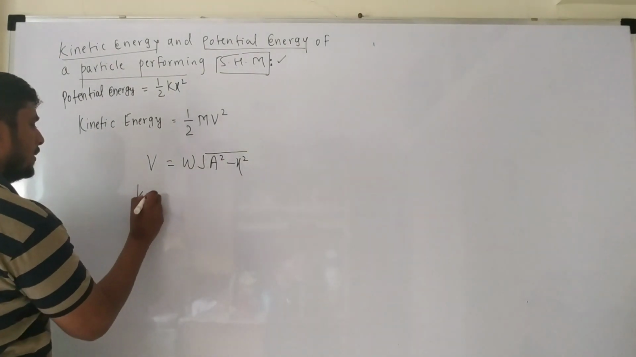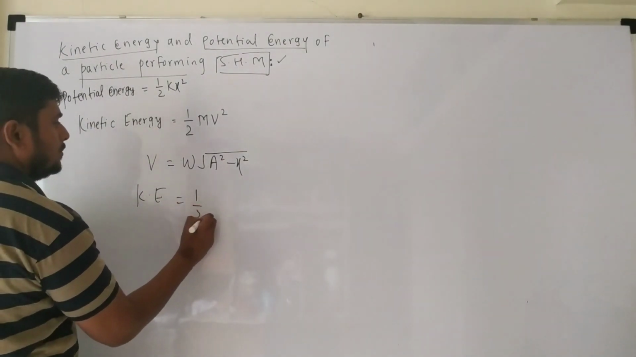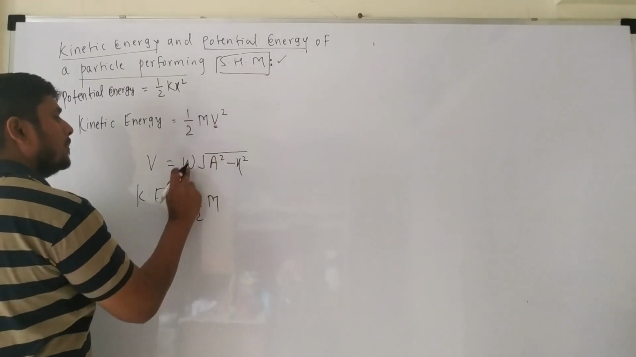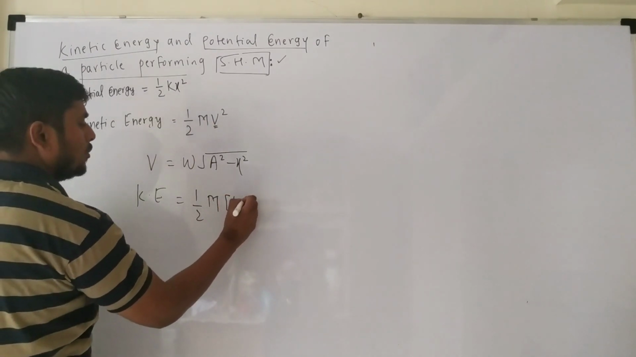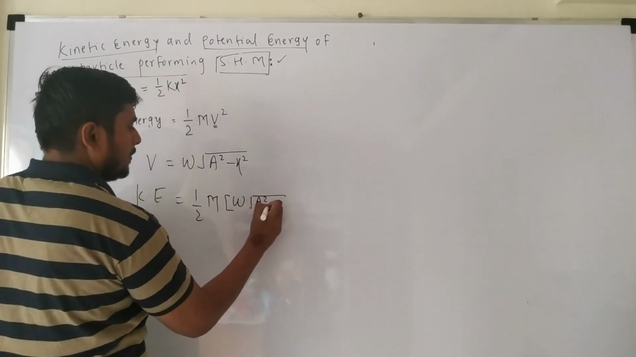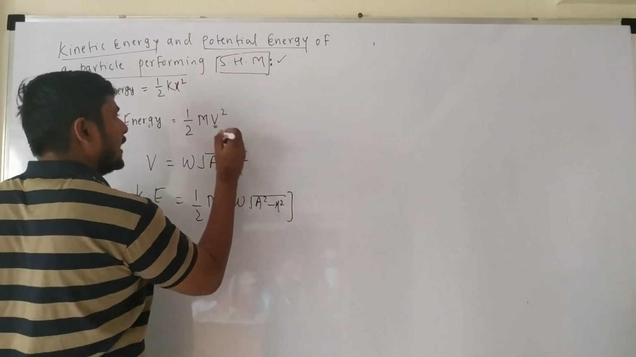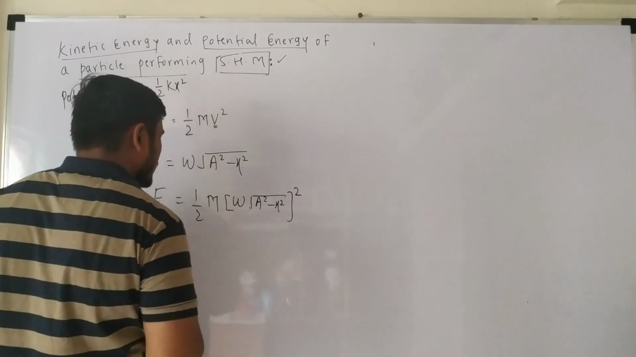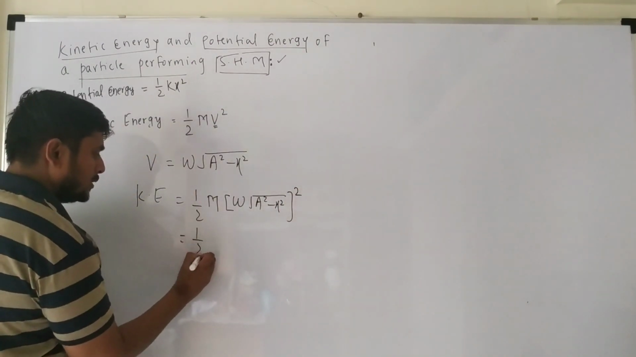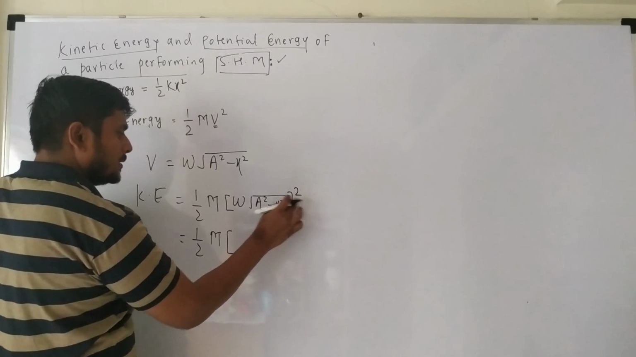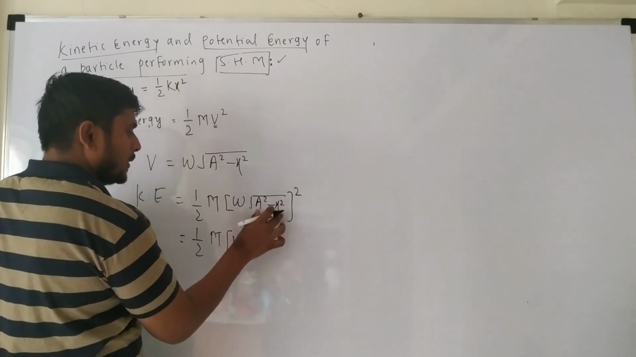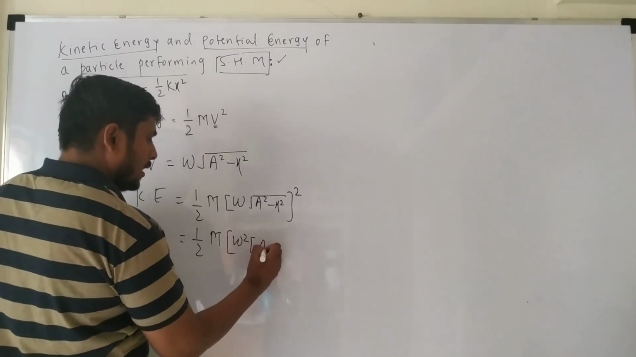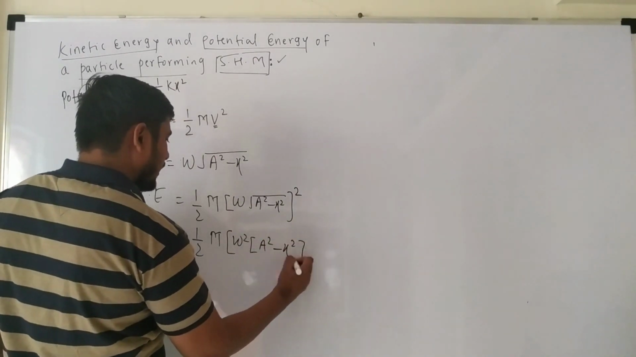So kinetic energy will be equal to 1/2, mass as it is. Now instead of v, I'll place this particular value. So what is v? That is omega square root of a square minus x square. We need to take the square of the velocity. So 1/2, mass as it is, the square of this particular term is omega square. Square and square root will get cancelled. So what will remain in the bracket? That is a square minus x square, right?